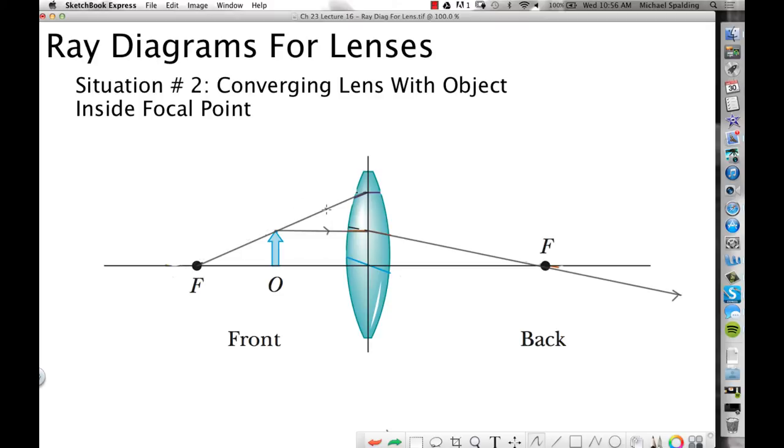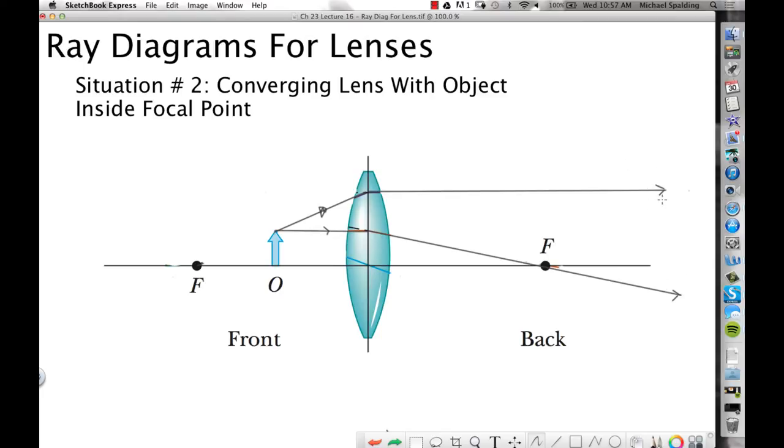All right, put arrows on here. You don't really have to show that part. Okay, so it went through the focal point, hits the lens, and goes parallel. Is that an example of converging? Yeah, it came closer to the principal axis, so it's converging. Now, will this ray and this ray ever cross each other? Never. So it's not going to be a real image. It's going to be a virtual image.